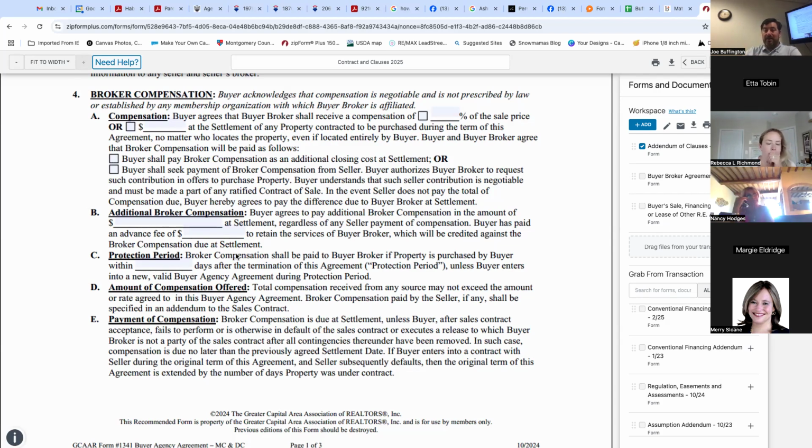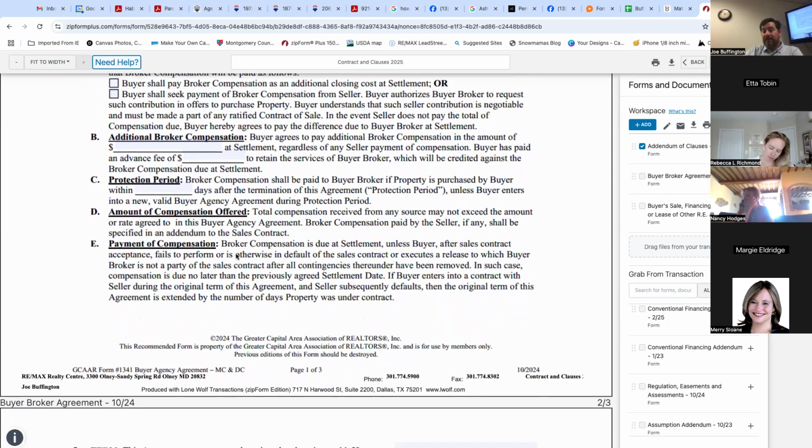Protection period, broker compensation purchased within X number of days. So this prevents a buyer from, let's say you're on day 29 of your 30-day buyer broker agreement. You show the buyer a property, and the buyer's like, oh, this deal's done. I mean, my agreement to pay the buyer broker any money ends in 1 day. I'm just going to wait for 2 days, go straight to the seller. The protection period does protect you.